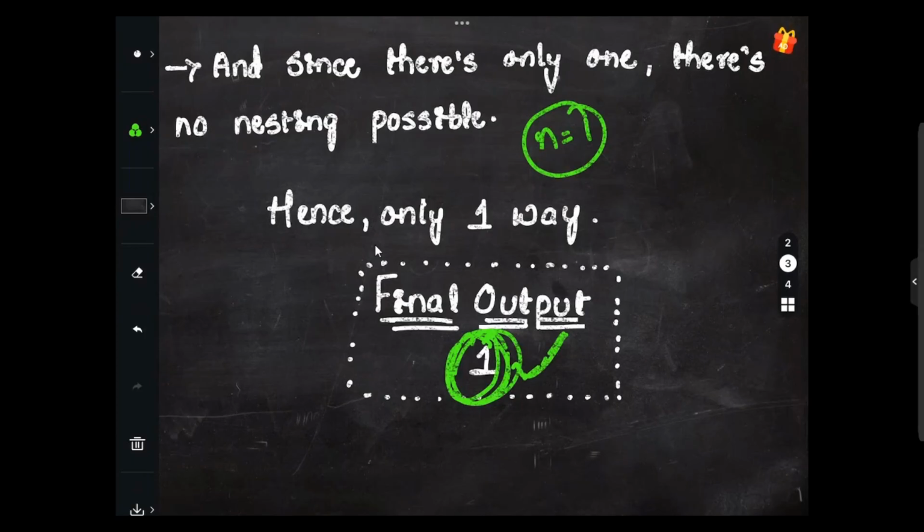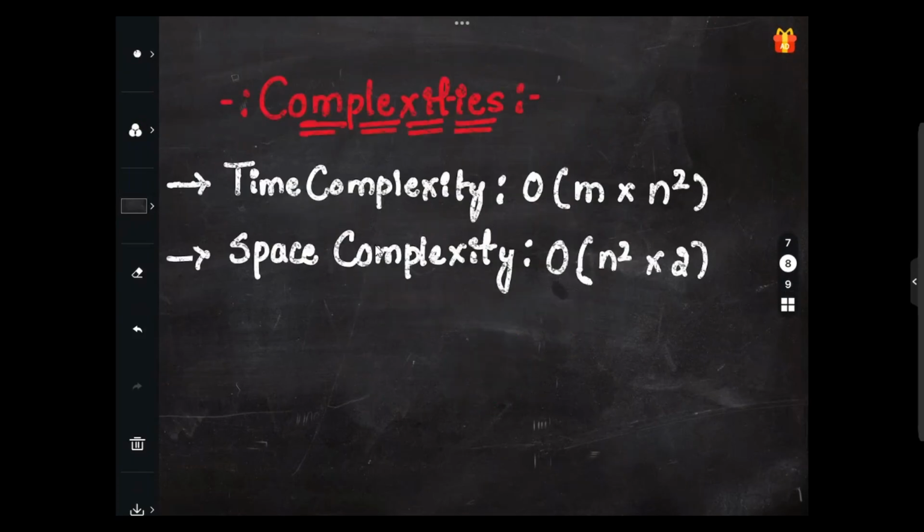And now as we are completely familiar with the approach, let's move on with the complexities part. So what will be the time complexity here? The time complexity would be big O of n into m square. Why is it big O of n into m square here?